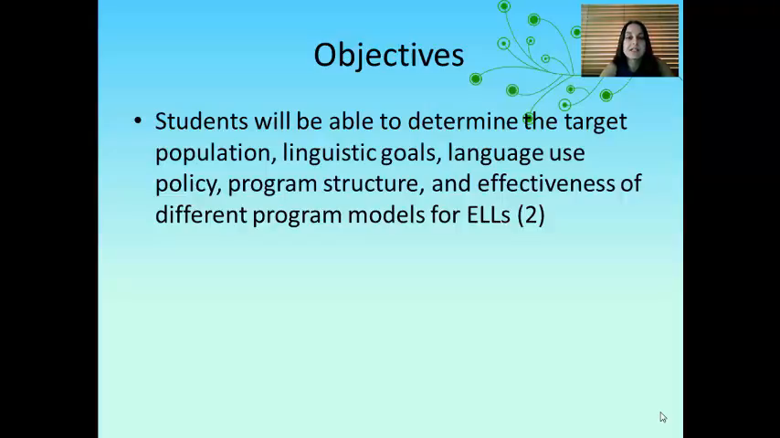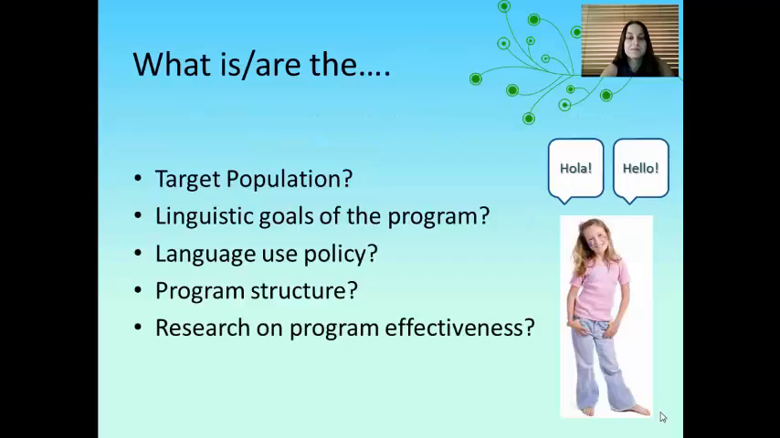So hopefully after today's session, you'll be able to determine some different aspects of program models for English language learners. Some of these aspects include the target population, the linguistic goals of the program, the language use policy in terms of the language that the teacher is going to speak versus the students, also the structure of the program and how effective it is for ELLs.